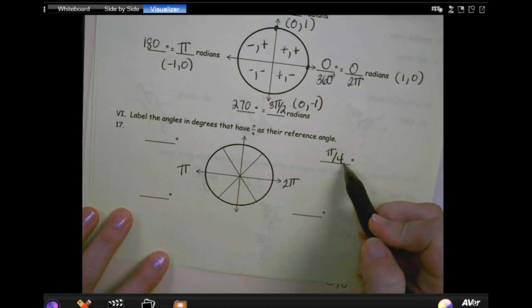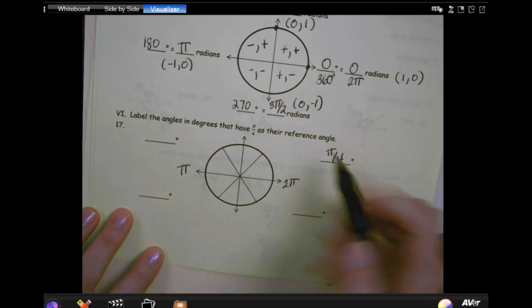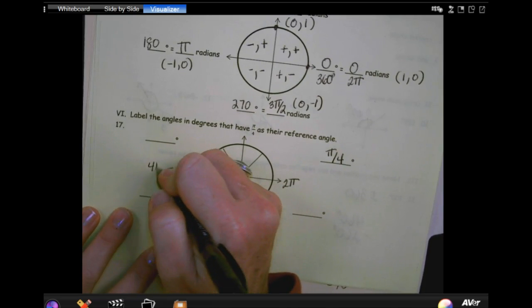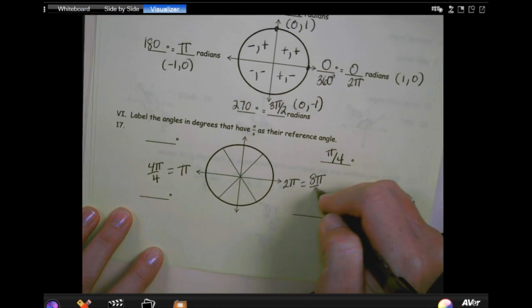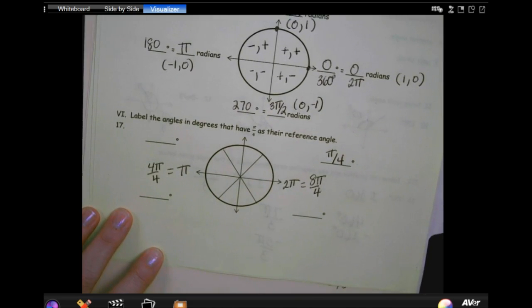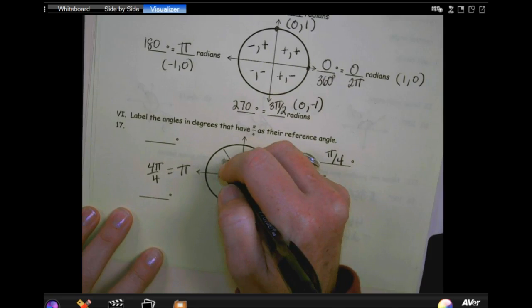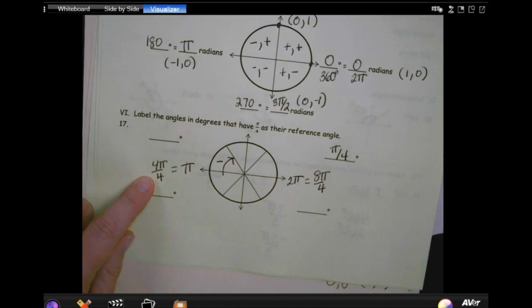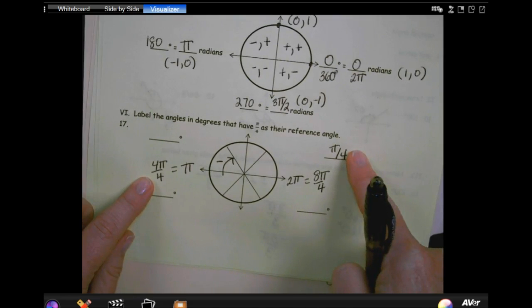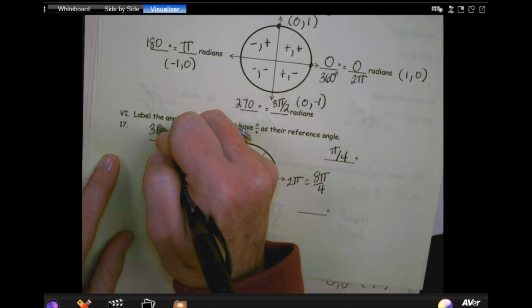And what's the common denominator going to be? 4. So this side is 4 pi over 4, and this side is going to be 8 pi over 4. So to get here, you subtract. So I'm going to take 4 pi over 4 minus 1 pi over 4, which is going to give me 3 pi over 4.